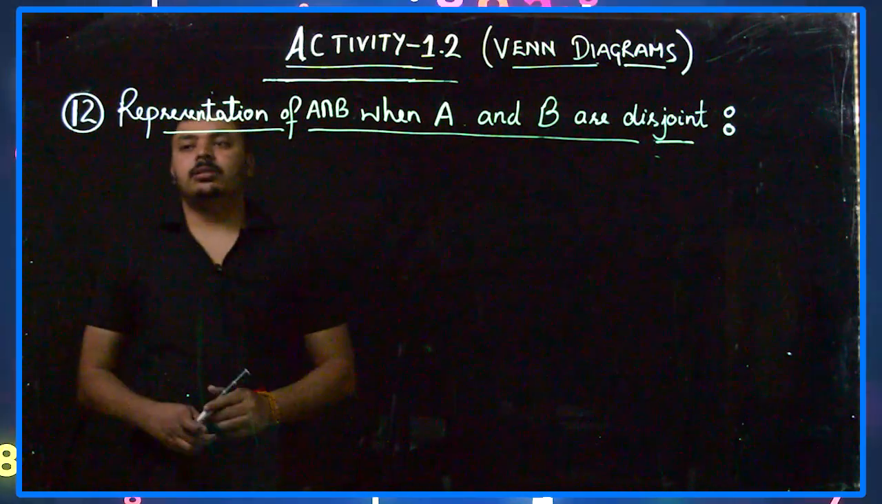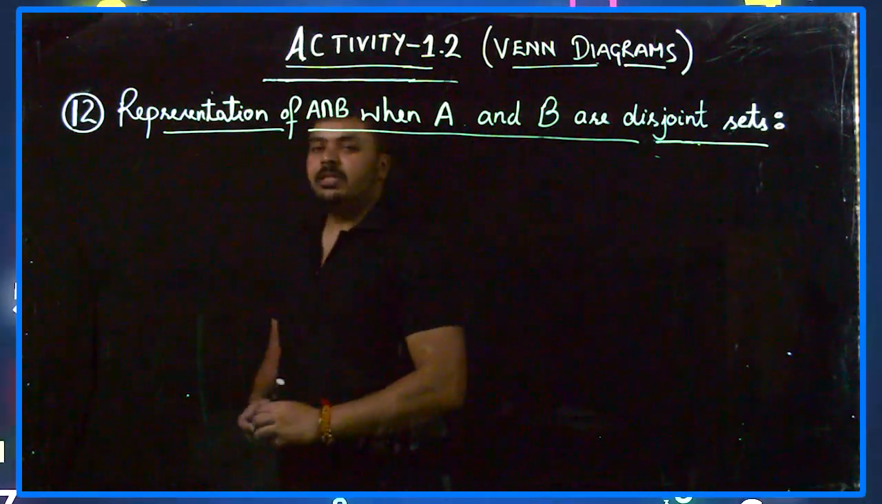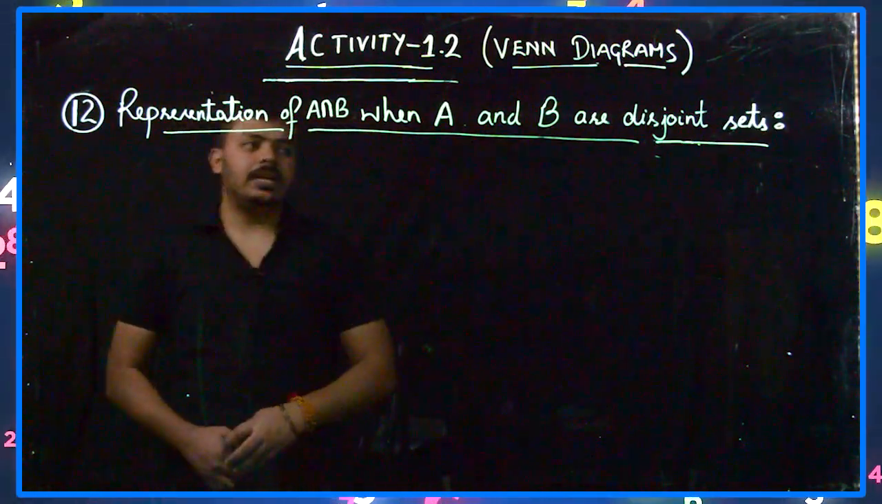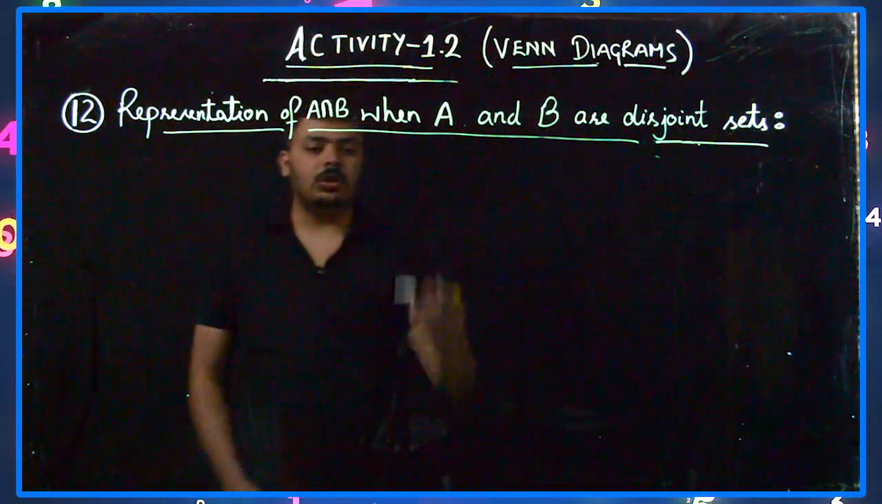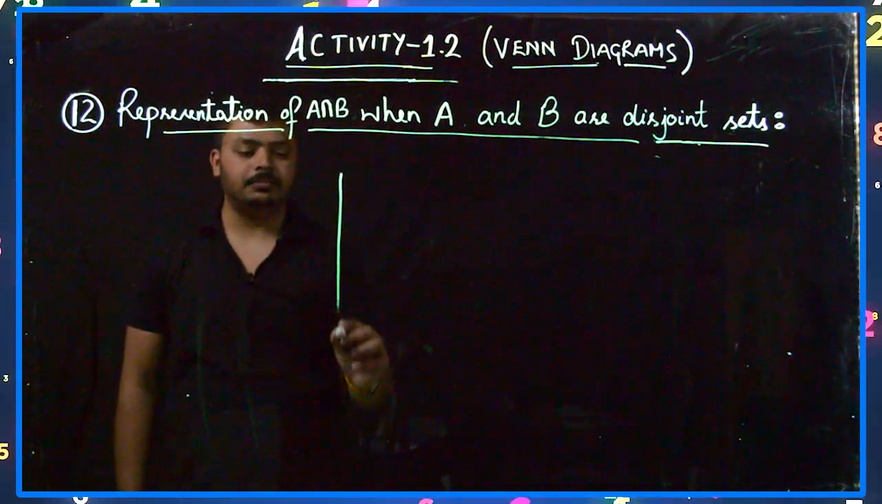So students, now in point 12, representation of A intersection B when A and B are disjoint sets. So let's represent it using a Venn diagram.